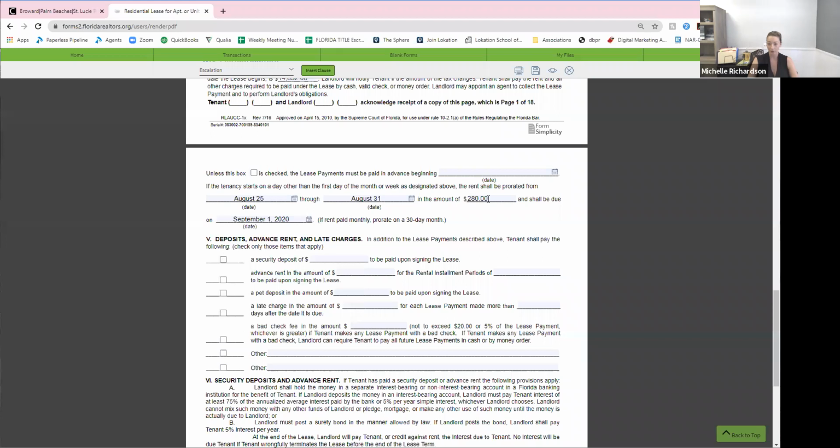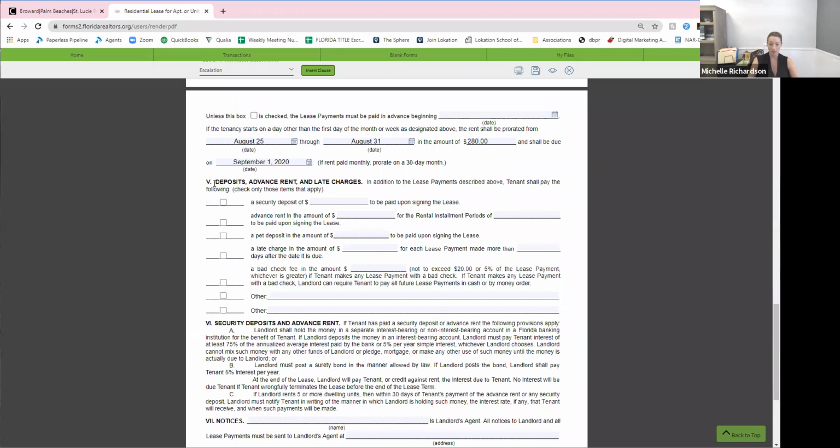So how did I get the $280? Well, the rent is prorated based off a 30-day month. So August has 31 days in the month. However, this lease is always calculated by 30 days. So you take that $1,200, you divide it by 30 days, times it by the amount of days here, which is 7 days. That's how you get the $280.